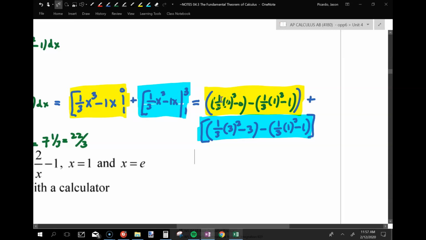That's all 0, right? This is 1 cubed, 1 times a third, 1/3 minus 1, negative 2/3, and that was negative, right? So this yellow gives me 2/3. Plus 3 cubed, 27, times a third, 9, minus 3, 6.